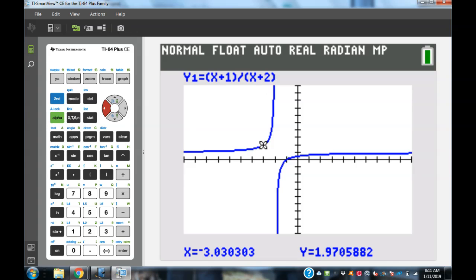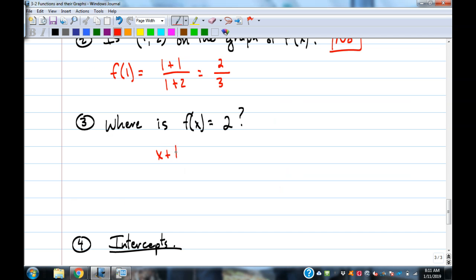So that's no good. Good idea, though. Great idea. We're looking for that spot where the y value on the graph is 2. How can we do that algebraically? Okay. Set it equal to 2. Absolutely. Set (x + 1)/(x + 2).